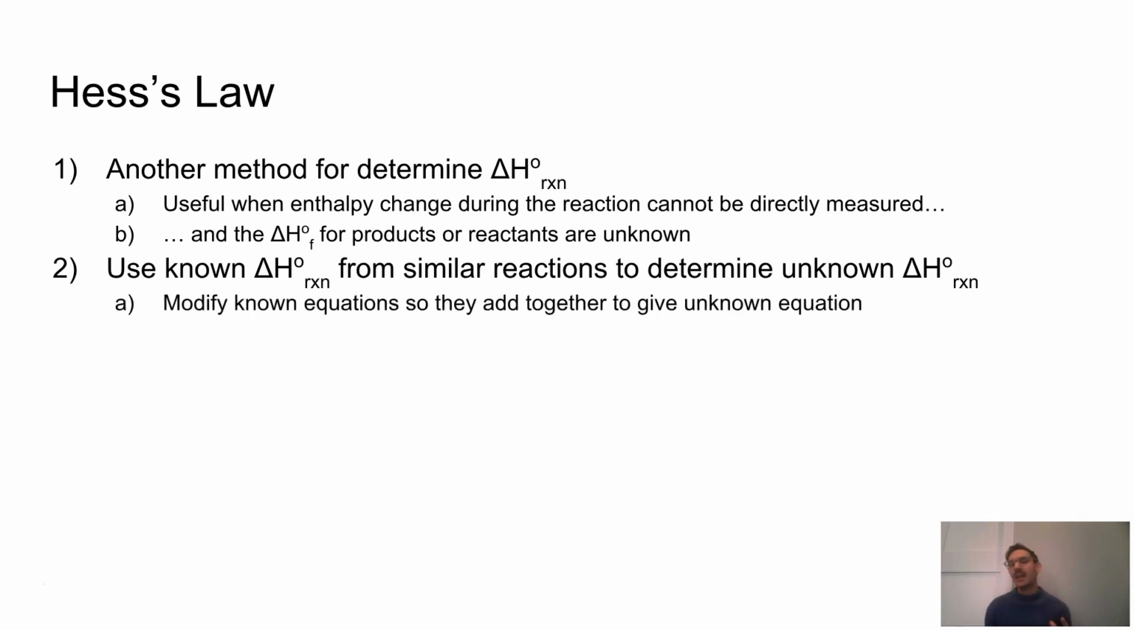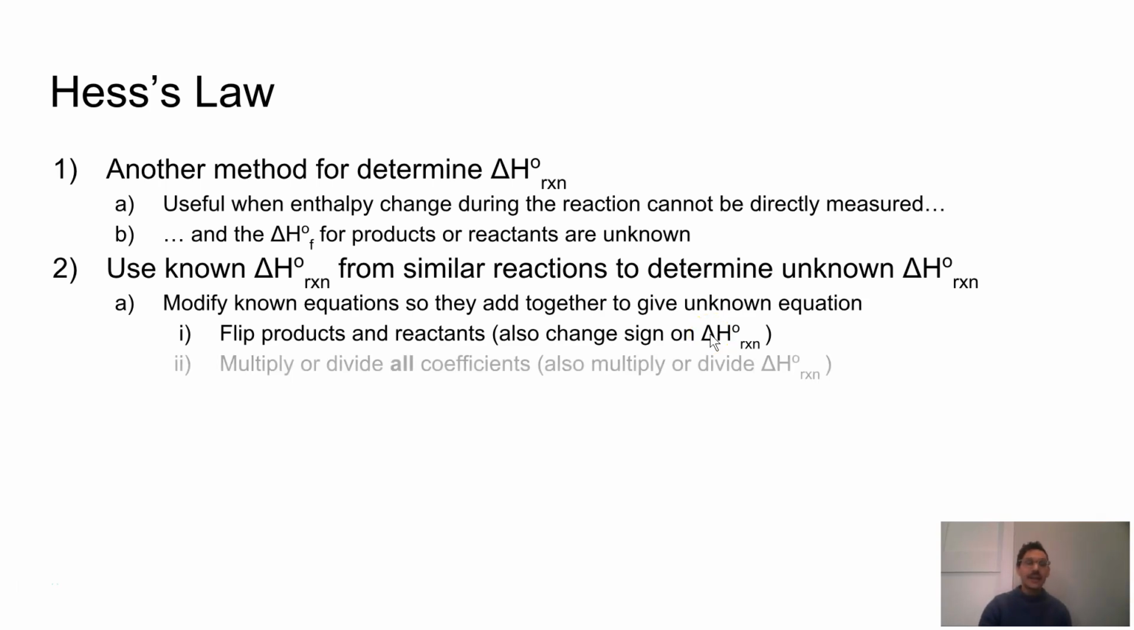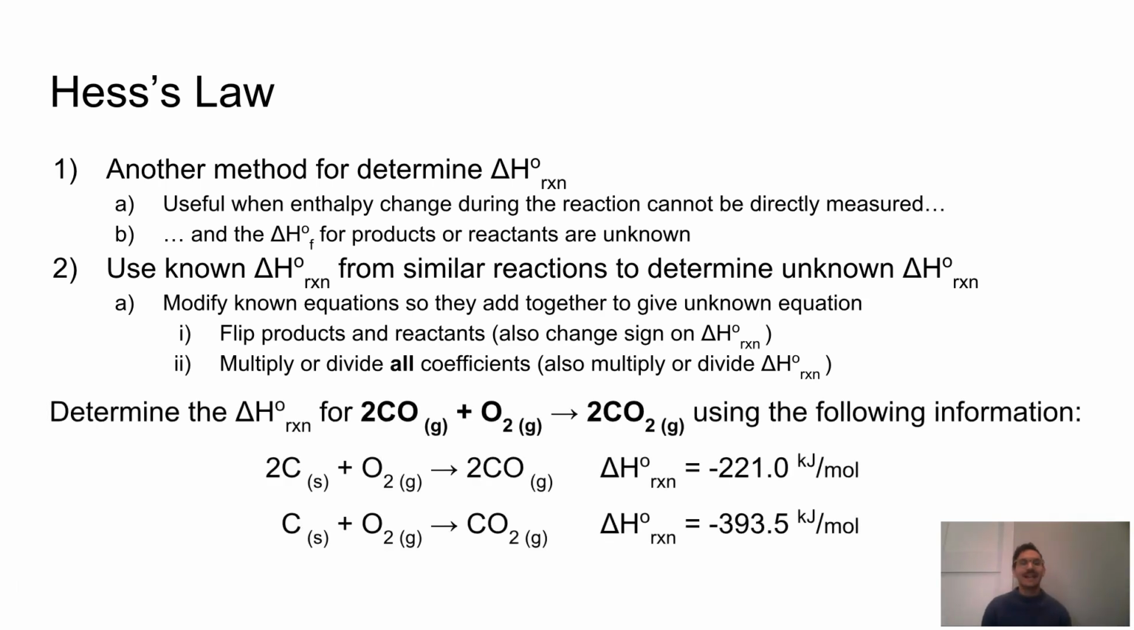So what we do is we modify these known equations so that we can add them together to give the unknown equation. And the things that we can do here are flip the products and reactants in these known equations, which will cause us to change the sign on our delta H of reaction. And we can also multiply or divide all the coefficients in a reaction, which will cause us to multiply or divide that delta H of reaction. This is kind of weird without an example, so let's look at an example.